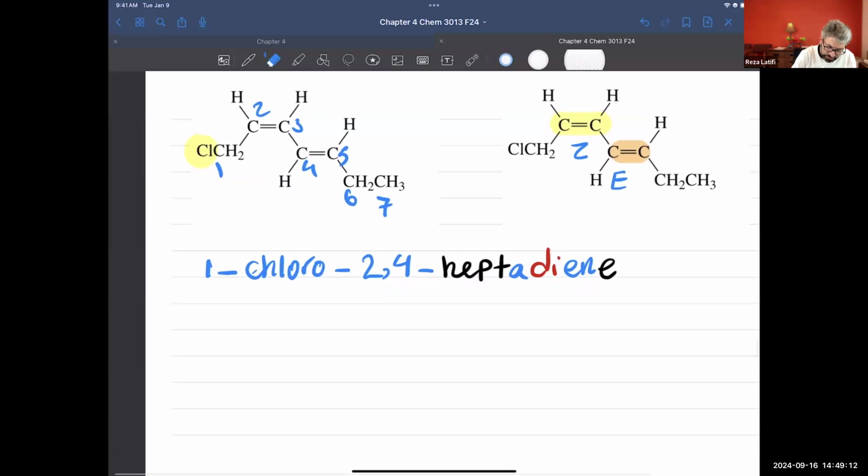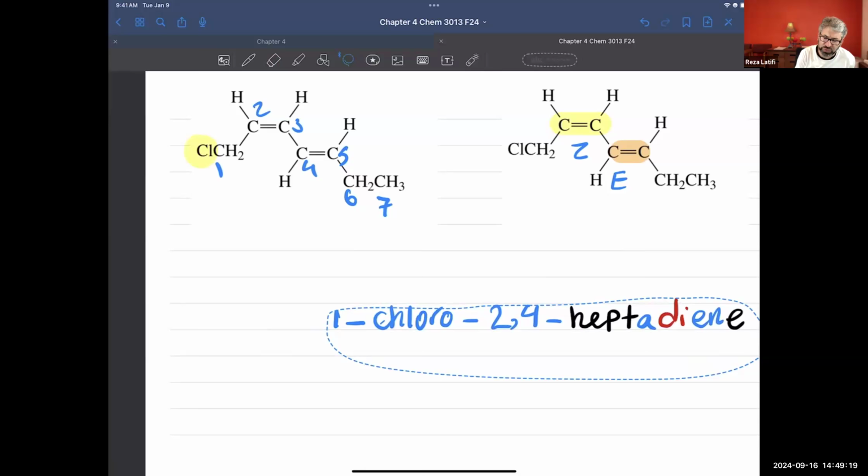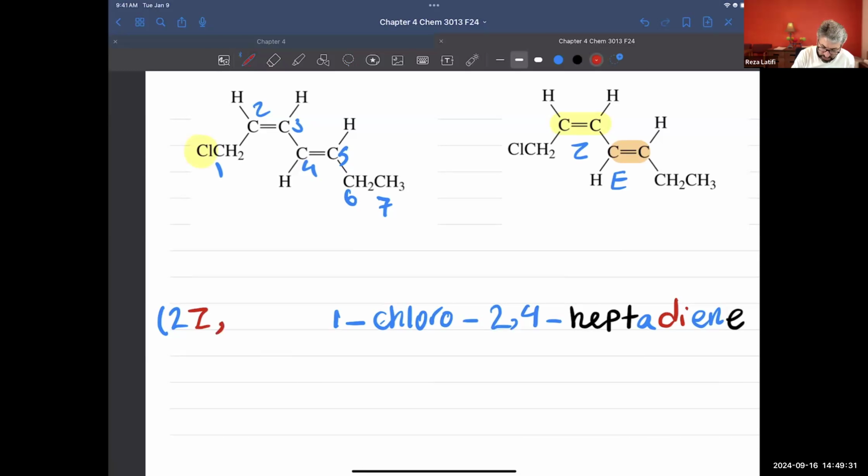Now it's time to finish the naming. This is the name of the compound. The first double bond, which starts at the second carbon, has a Z structure, so you say parenthesis, 2Z. And the second double bond, which starts from the 4th carbon, has E structure. And that's going to be the full name of the compound.